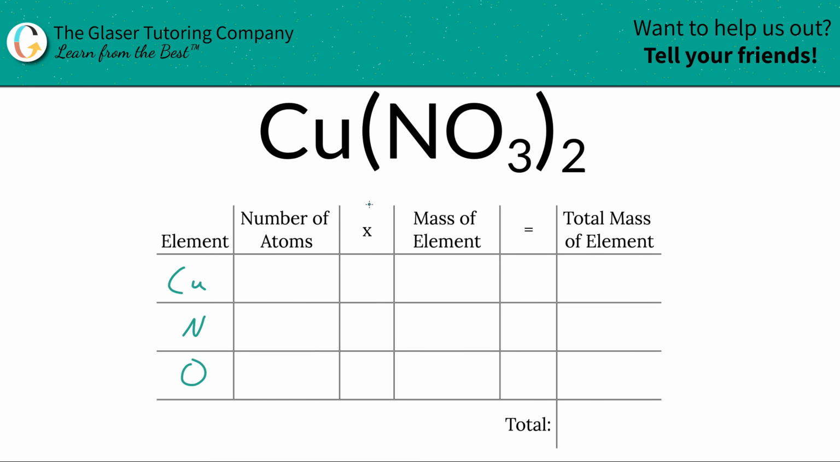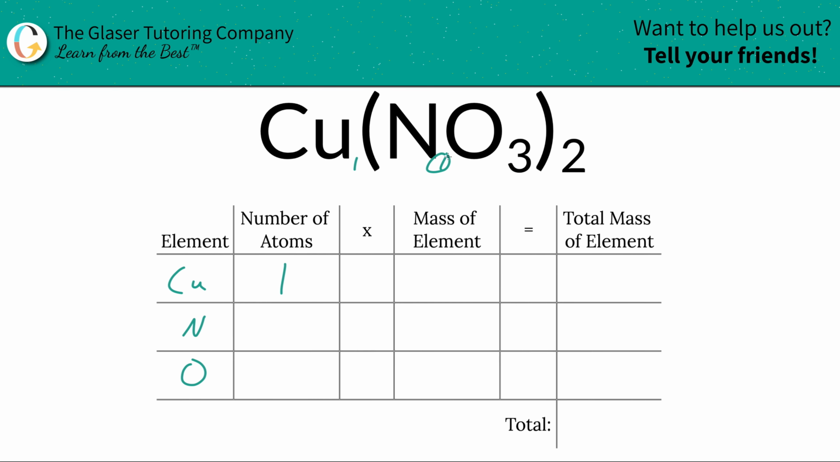Then next is to write down the number of atoms. That's where these subscripts come into play. So at the bottom of copper here, there's an invisible 1. That means we have 1 copper atom. Now at the bottom of nitrogen, there is a 1, but the problem is that nitrogen is tied up in the polyatomic anion nitrate. And you don't have 1 nitrate here, you have 2 of them.